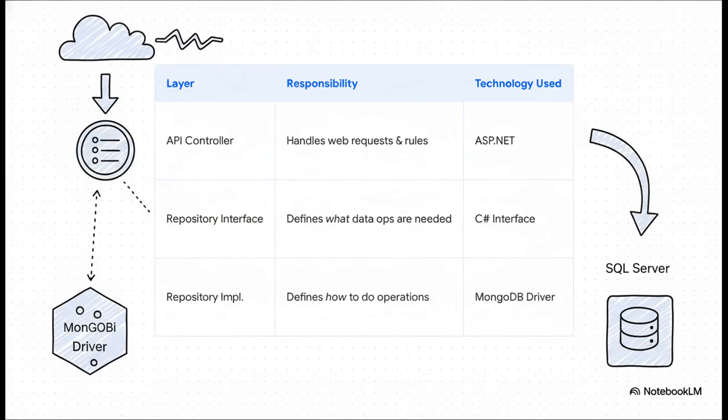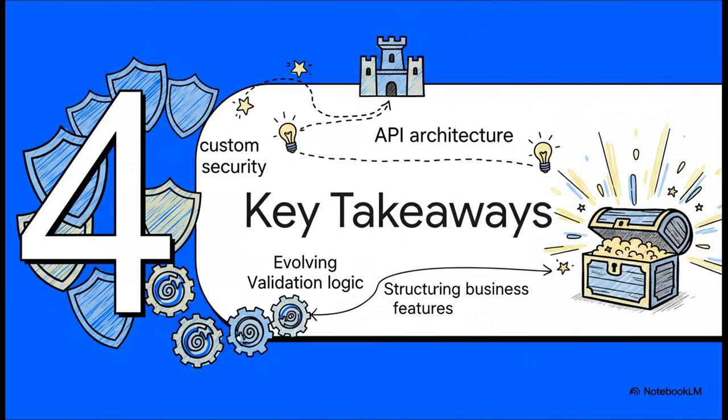And this breakdown shows you just how clean that is. Up top, you've got the API controller, just handling the web request. It talks to something called a repository interface, which is just a contract that says what we need to do, like create an order. It doesn't care how. Then you have a totally separate implementation that says, okay, here's how we create an order using MongoDB. The real magic here, if you decide to switch to a different database tomorrow, you just swap out that one implementation piece. The rest of your code doesn't even notice. That's flexibility.